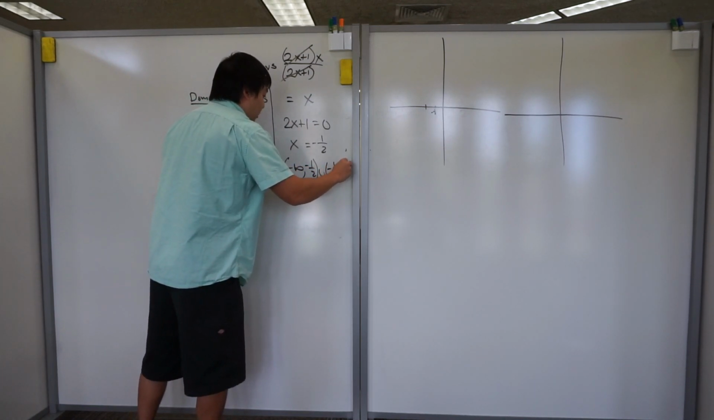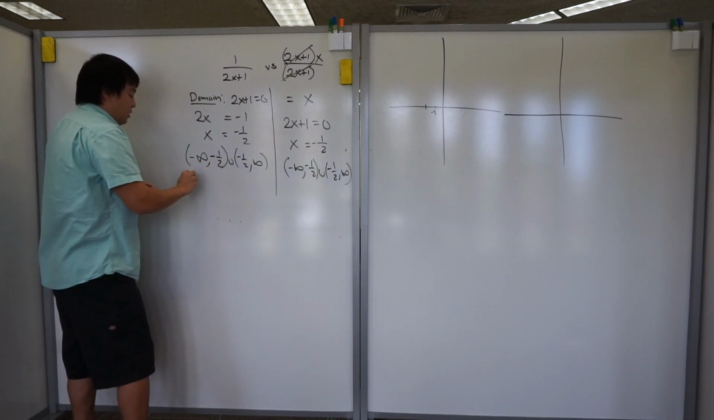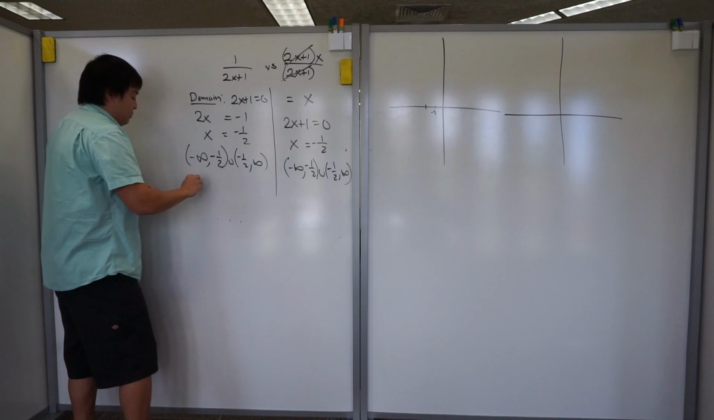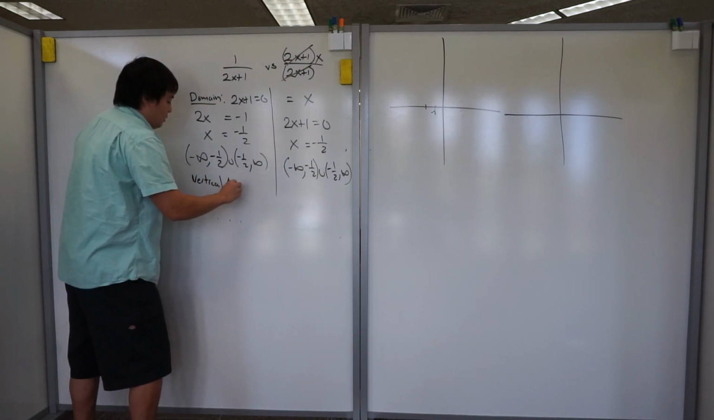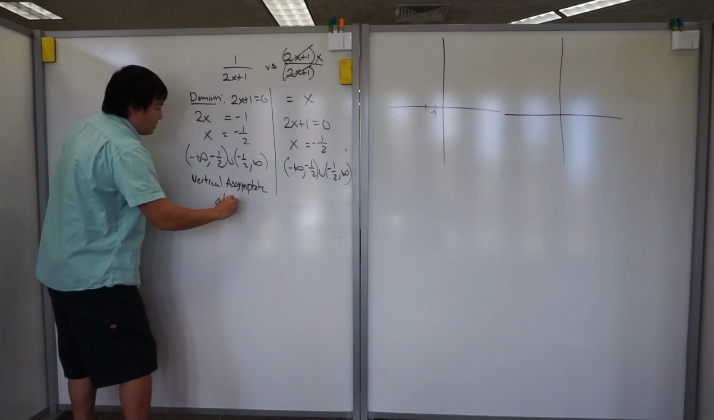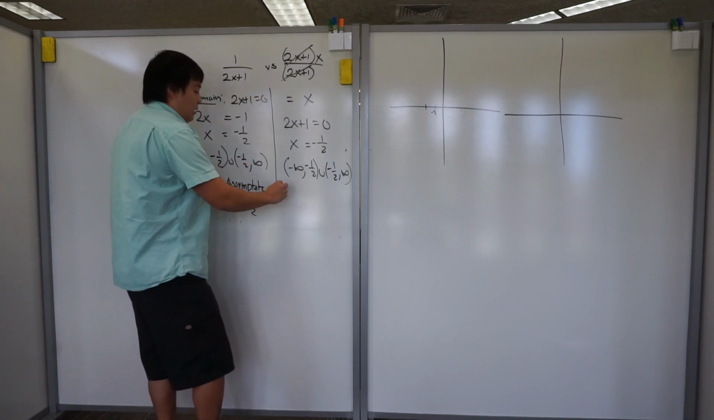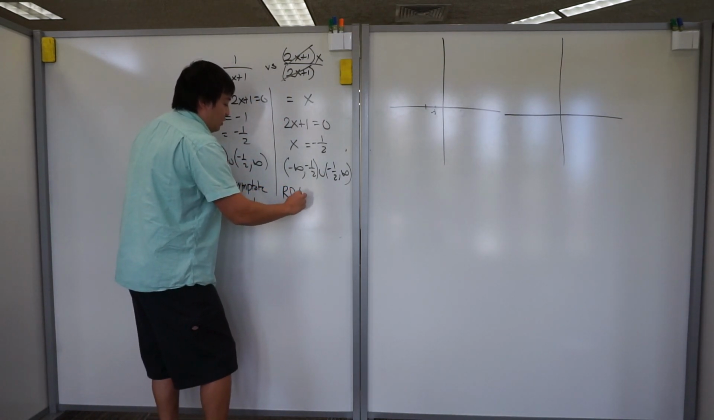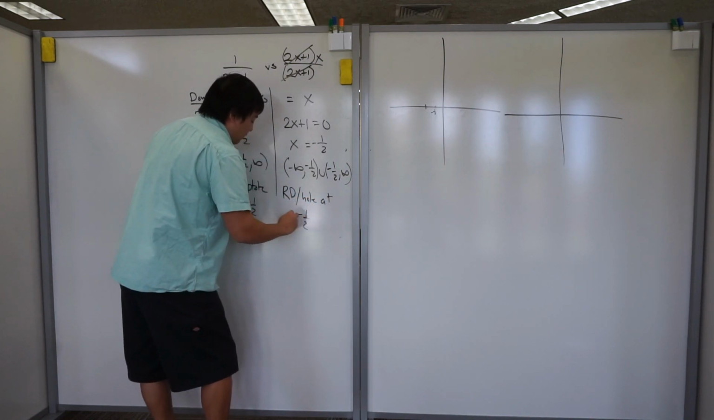except the difference is going to be, this one was not removed, so this is a vertical asymptote at x equals -1/2. This one, though, is a removable discontinuity, or a hole, at x equals -1/2.